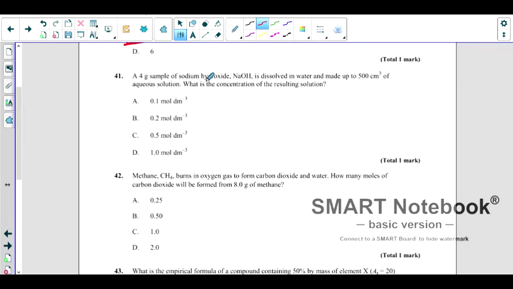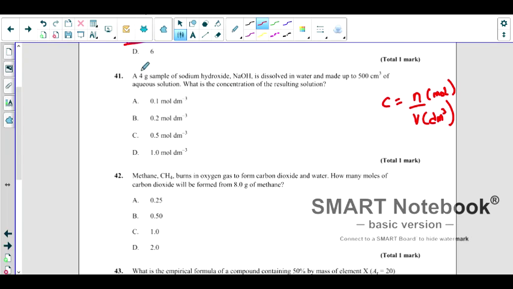A 4 gram sample of sodium hydroxide is dissolved in water and made up to 500 centimeter cube of aqueous solution. What is the concentration of the resulting solution? We want to find concentration, and all the units are decimeter cube. Here if you look at the units, mole per decimeter cube. So first we have to check the units, because when we are working on concentration, the formula is C equals n over V. n is the number of moles and V should be in decimeter cube.